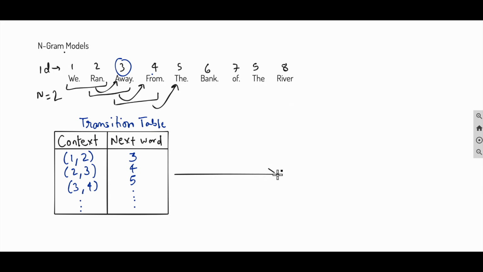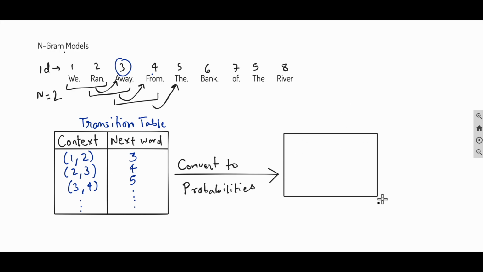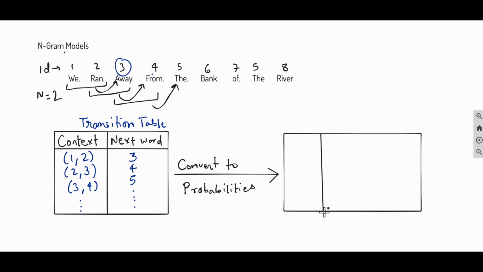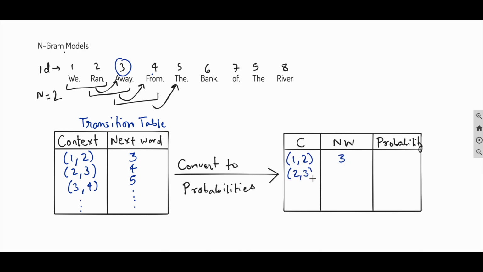Next, we want to convert this transition table into a probability table. We want to be able to use this probability table to then generate a sentence. We would look at a context and then find out which next word has the highest probability. So our probability table will have 3 columns for context, next word, and probability.